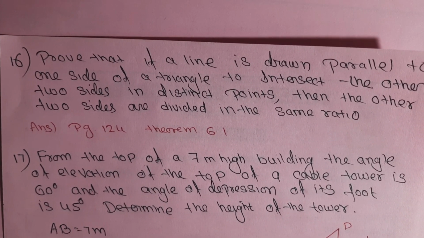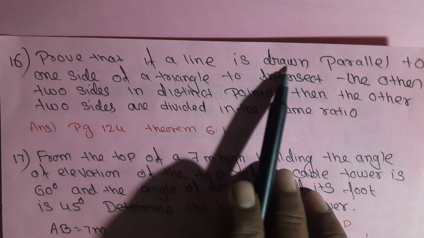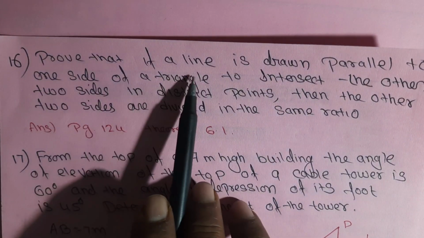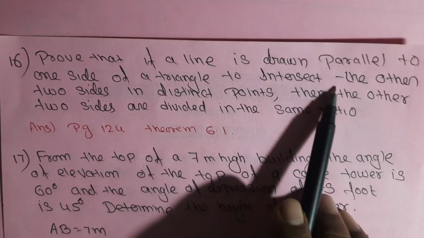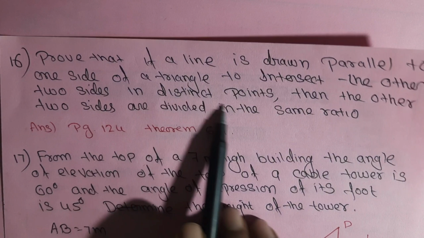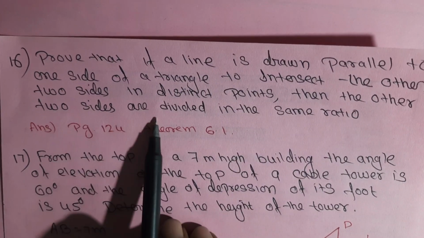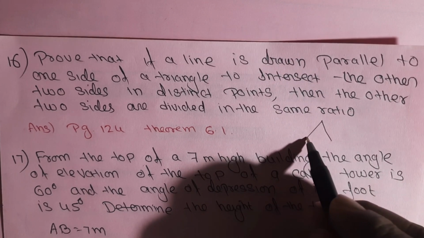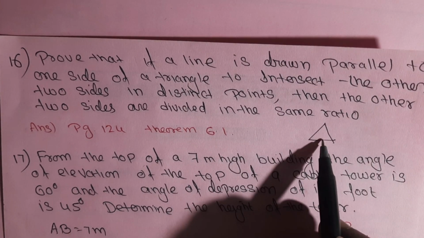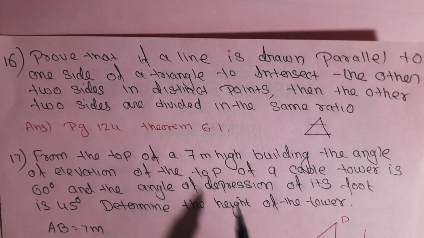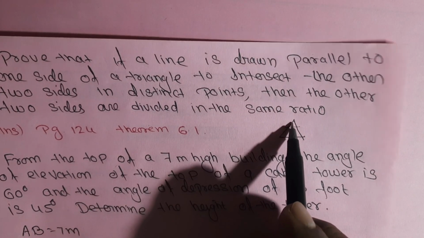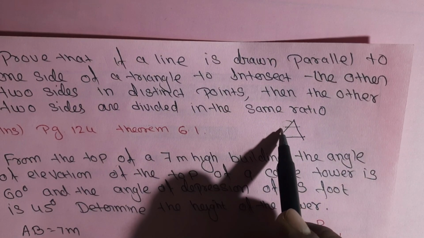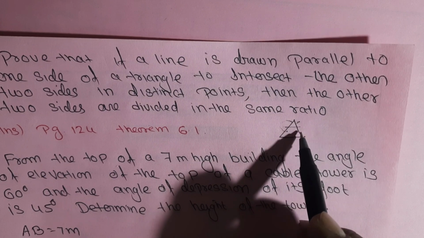Question 16 is: prove that if a line is drawn parallel to one side of a triangle to intersect the other two sides at distinct points, then the other two sides are divided in the same ratio. That means this is a triangle. If you draw a parallel to this side like this, now what will come? We have to prove that this side by this side is equal to this side by this side.